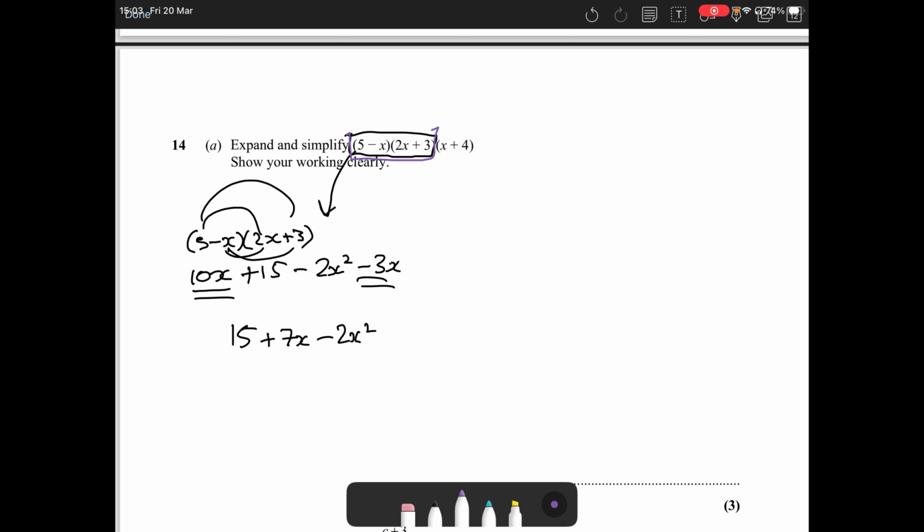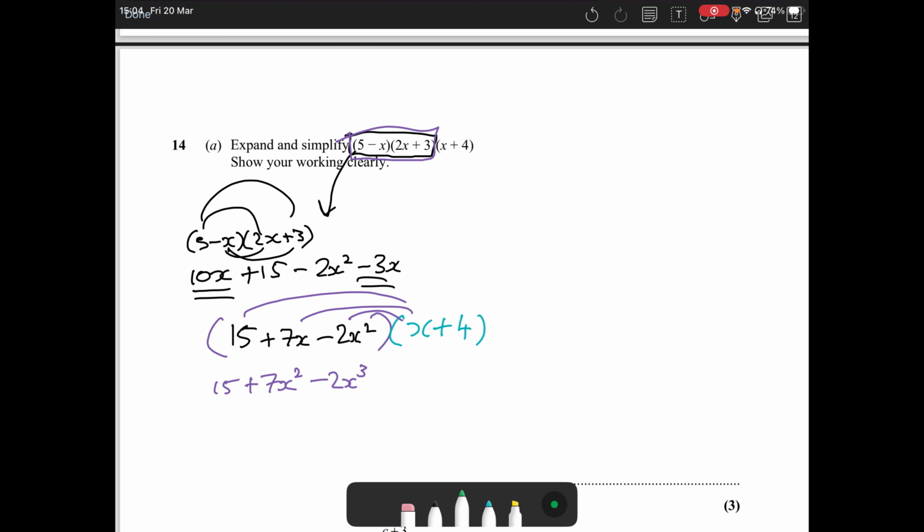So what we can say is all of this is the same as writing this in brackets. And all we've got to do now is times it by x plus 4. So let's do that. We need to multiply all three terms by x. So I'll do 15x plus 7x squared, and then those two at the end, minus 2x cubed, followed by, I'll choose a different color now.